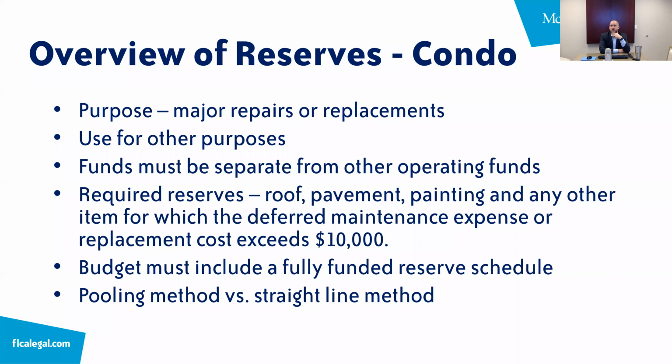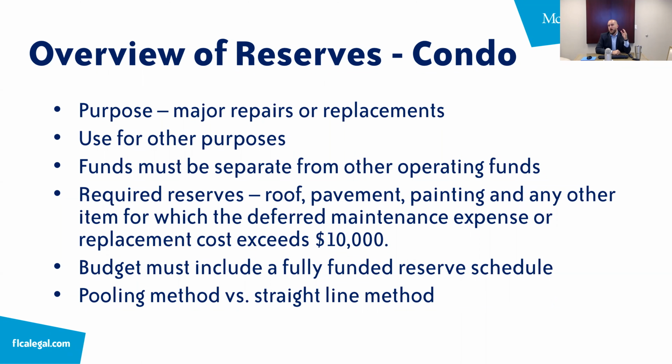So straight line is if you have, let's say, 5 reserve components. You have your roof reserve, your pavement, your painting, and then let's say a pool resurfacing or something like that. And you have all those separately funded. Let's say your roof reserve has $200,000, but the actual cost is $250,000. When you have straight line funded reserves, you cannot pull money from those other reserve accounts. The $50,000 difference has to come from a special assessment, or you have to have a vote of the members to pull it out from the other reserve accounts.